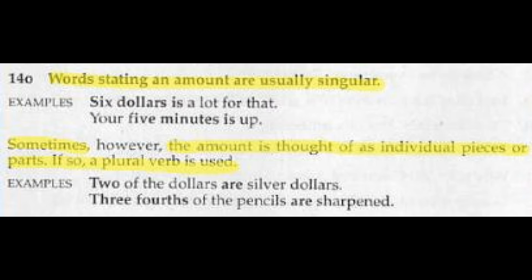Words stating an amount are usually singular. Examples: $6 is a lot for that. Your 5 minutes is up. Sometimes, however, the amount is thought of as individual pieces or parts. If so, a plural verb is used. Examples: 2 of the dollars are silver dollars. 3/4 of the pencils are sharpened.